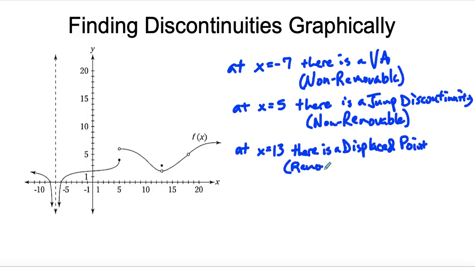And the reason why we say removable is because you take it out and put it somewhere else, right? That's why it's a displaced point.